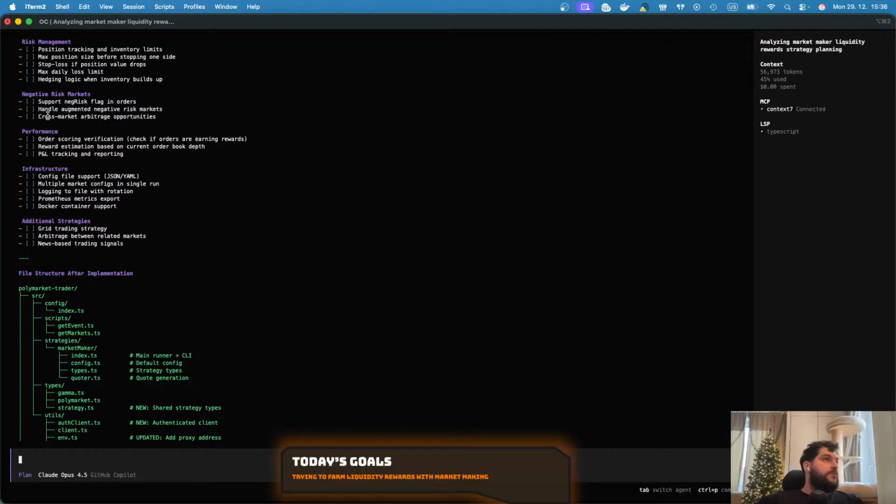Okay. Performance: order scoring verification, check if orders are earning rewards. I guess we did that at the beginning as well. Reward estimation based on current order book depths. P&L tracking and reporting. Awesome. Structure: config file, market configs, run, logging to file with rotation, metrics export, Docker container export.